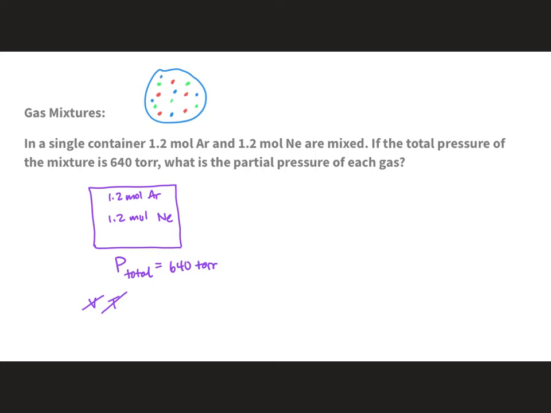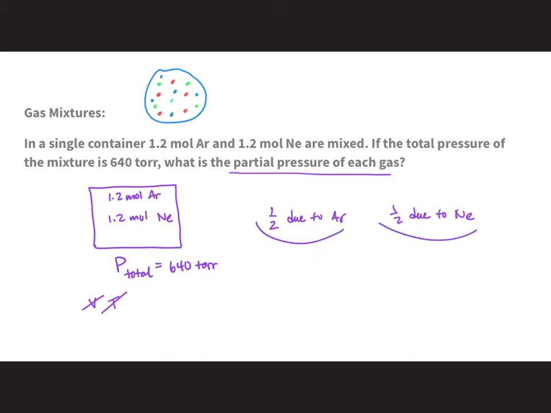However, think about this for a second. What is the partial pressure of each gas is another way of asking how much pressure is the argon, for instance, contributing to the total of 640 torr. And likewise, how much of the total pressure is the neon contributing. Think about that for a moment. Since there are equal moles of each gas, does it not stand to reason that half of the pressure is due to the argon and the other half of the pressure is due to the neon? If that's what you're thinking, you're absolutely right.